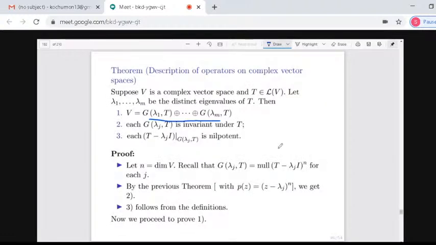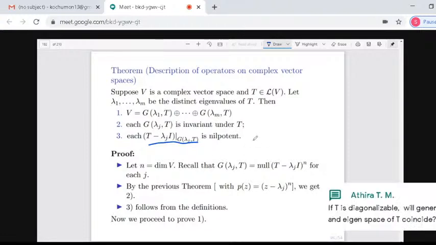This is the best we can get for the time being. V can be written as a direct sum of invariant subspaces for T. And on each invariant subspace, the operator T minus lambda J is a nilpotent operator.